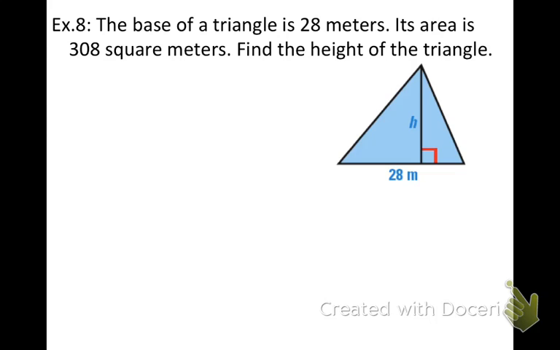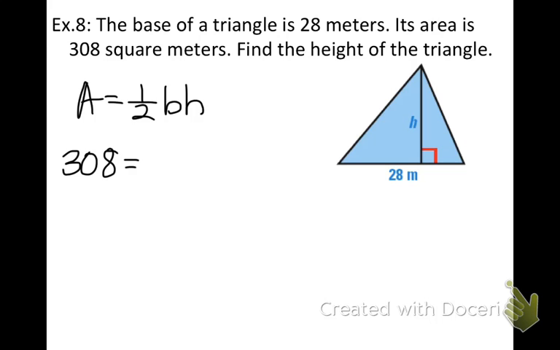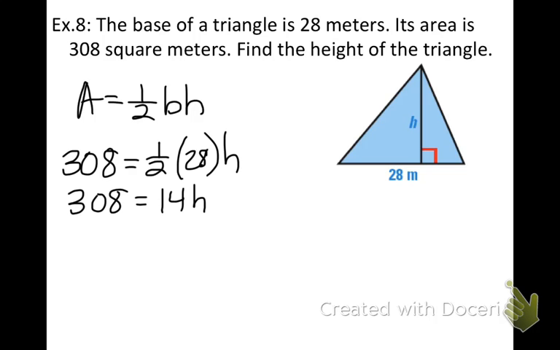The base of a triangle is 28 meters. Its area is 308 square meters. Find the height of the triangle. Well, we're going to again use the formula for the area of a triangle, 1/2 the base times the height. We know the area is 308 square meters. We know that the base is 28. What we don't know is the height. So 308 equals 14h. Dividing both sides by 14 gets a height of 22 meters.